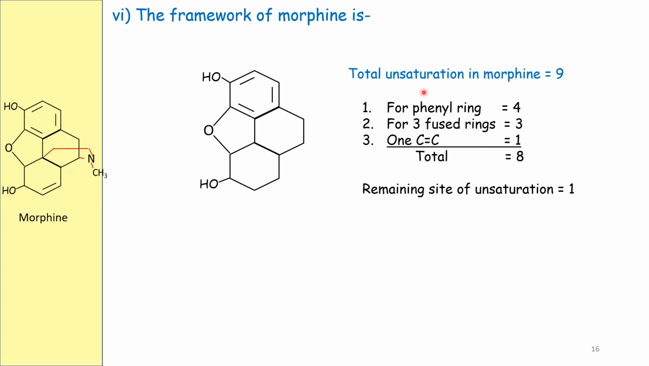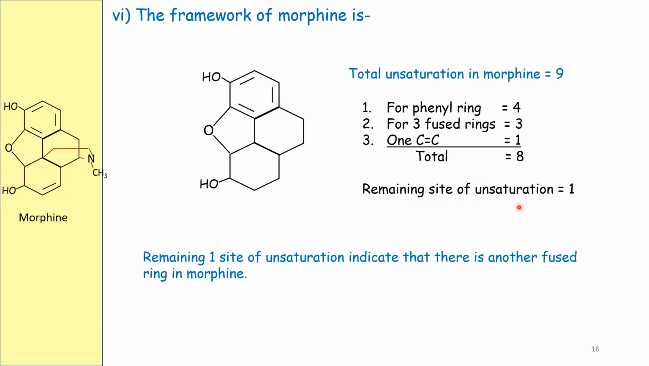The total unsaturation in morphine, by taking the molecular formula, we get the sites of unsaturation as 9. For the phenyl ring, there are 4 sites of unsaturation. We know how sites of unsaturation are determined. For these 3 fused rings, there are 3 sites of unsaturation, and there is the presence of 1 carbon-carbon double bond. Therefore, there is 1 site of unsaturation. Thus, there are a total of 8 sites of unsaturation, and the remaining site of unsaturation is 1. And this remaining 1 site of unsaturation indicates that there is another fused ring in morphine.